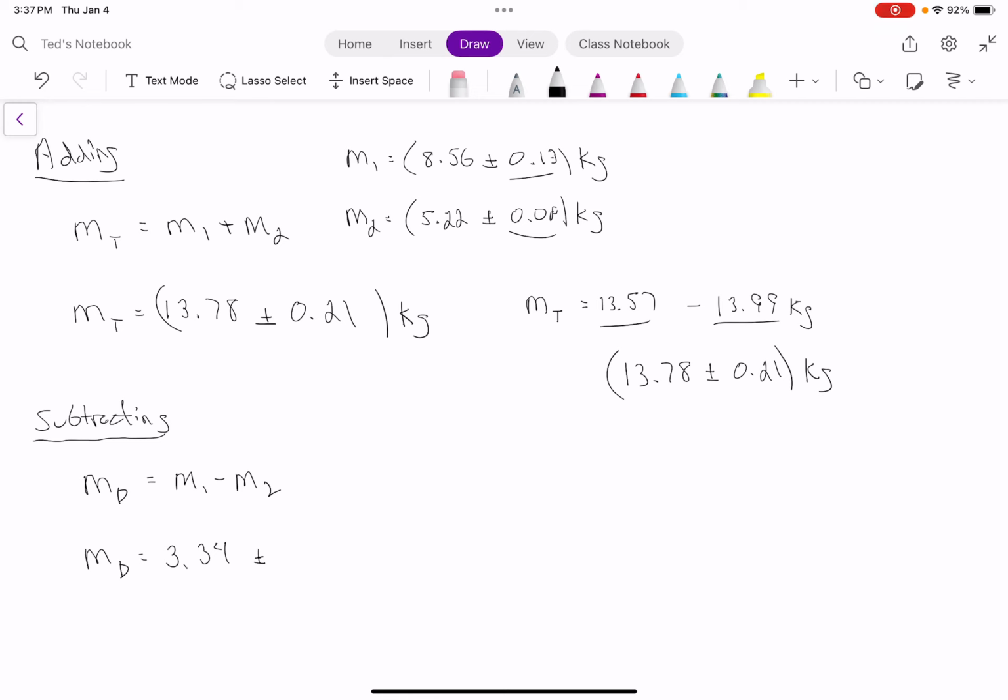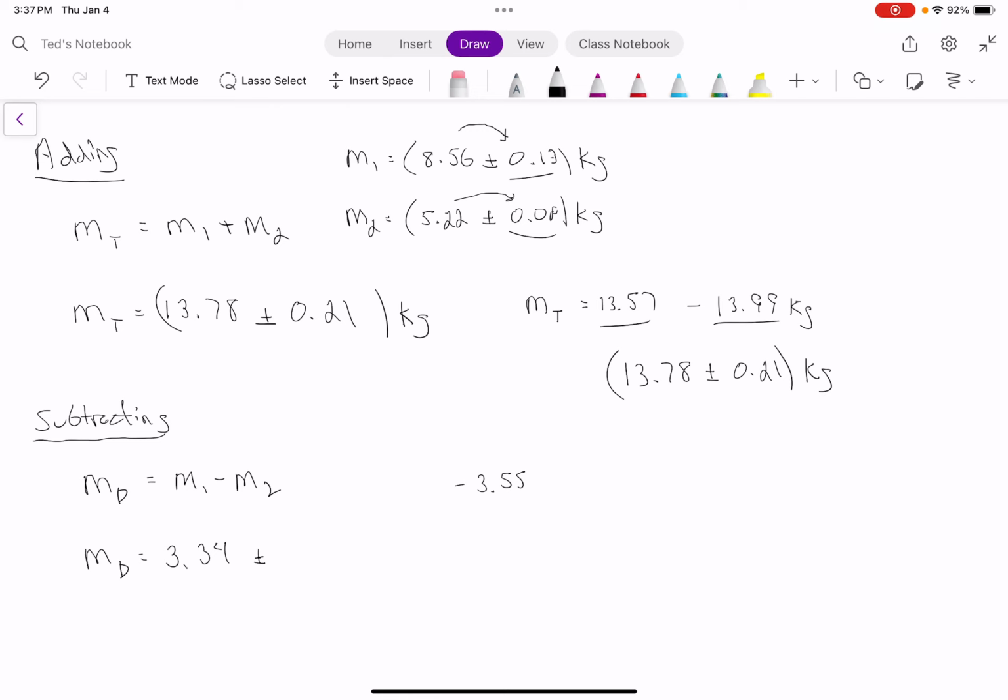So when we're subtracting these two numbers, the biggest answer I could get is when we add 0.13 to the top number and when we subtract 0.08 from the bottom number. So that's 8.56 plus 0.13 minus 5.22 minus 0.08. And that gives us 3.55 as the biggest possible value when we subtract those two numbers.